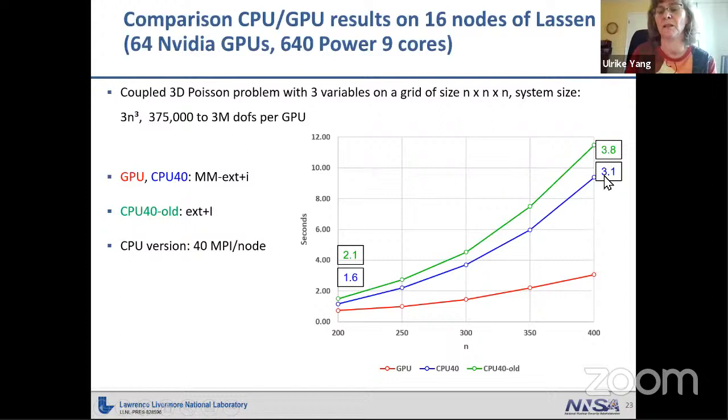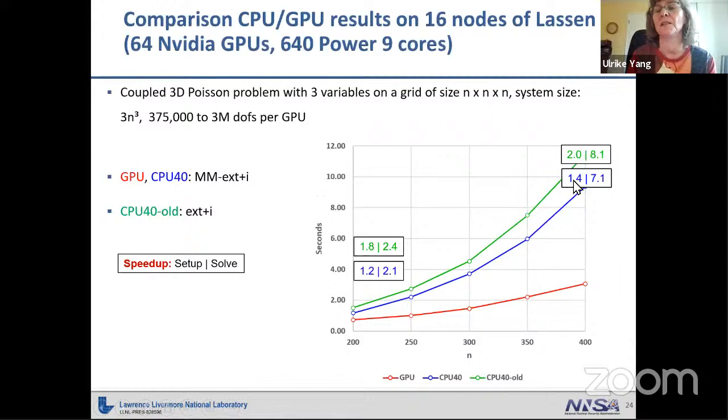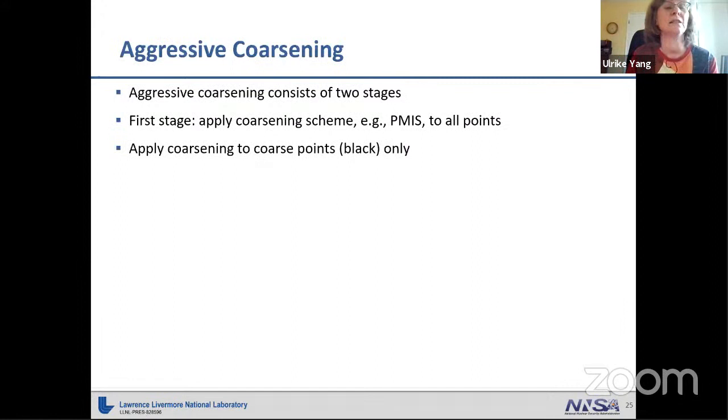Or if you want to look at it in terms of speedup on setup versus solve, you can see here the setup. We do get some speedup. It's not as much, however, but the solve actually performs really well. Now, however, this is not really the only one. Usually we recommend our users to use aggressive coarsening, because one of the issues if you just use PMIS for some of the problems is that you still get very bad complexities and it becomes very expensive.